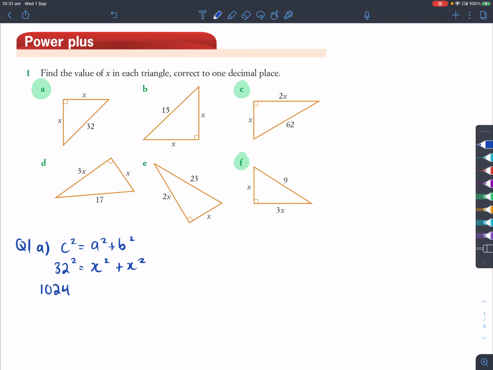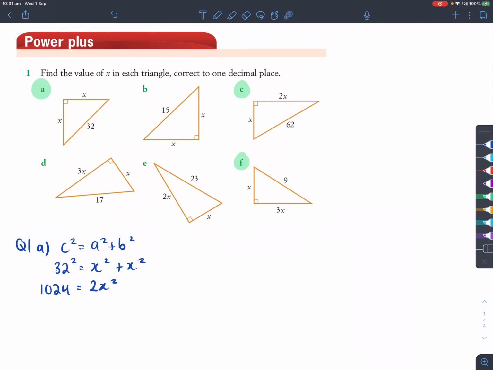In my calculator, 32 squared gives me 1024. Now these two here are like terms. If you have x squared plus x squared, this is the same thing as 1x squared plus 1x squared. If we add those numbers, which we call coefficients, together, we get 2x squared. It's like saying an apple plus an apple is 2 apples, but instead of apples, we have x squared plus x squared equals 2x squared.